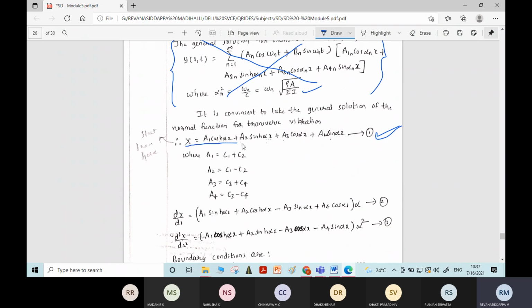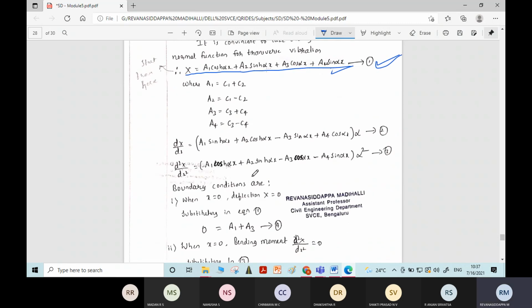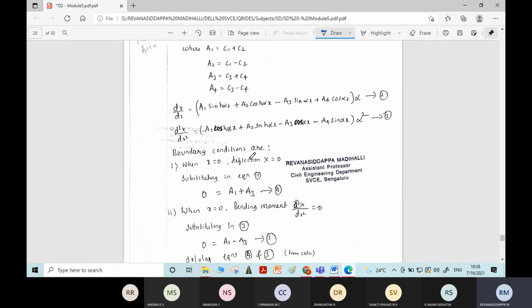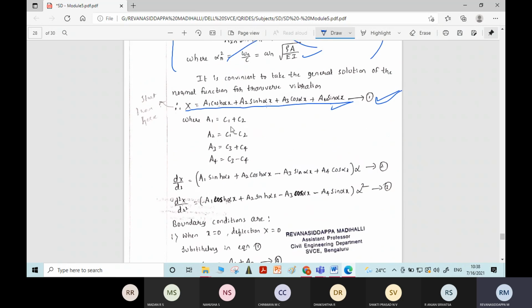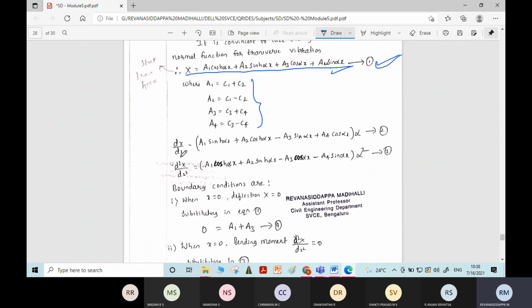this expression. Okay, it is X is equal to a1 cos hyperbolic alpha x plus a2 into sin hyperbolic alpha x plus a3 cos alpha x plus a4 sin alpha x. You need to remember this equation. Even if you do not remember this expression, no problem. Then what you do after this step, directly differentiate with respect to x, and you will get these two expressions, equation 2 and 3.